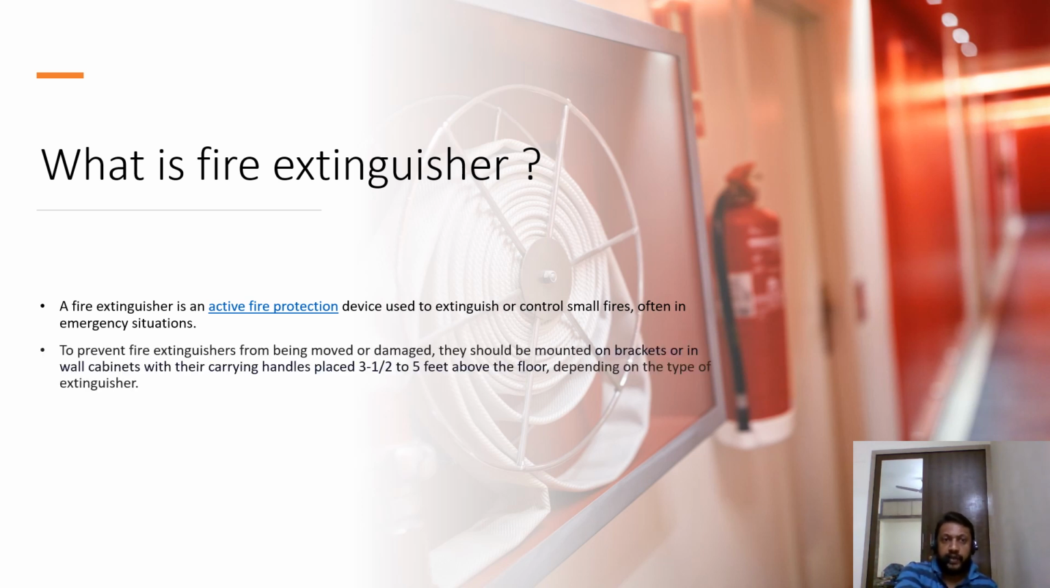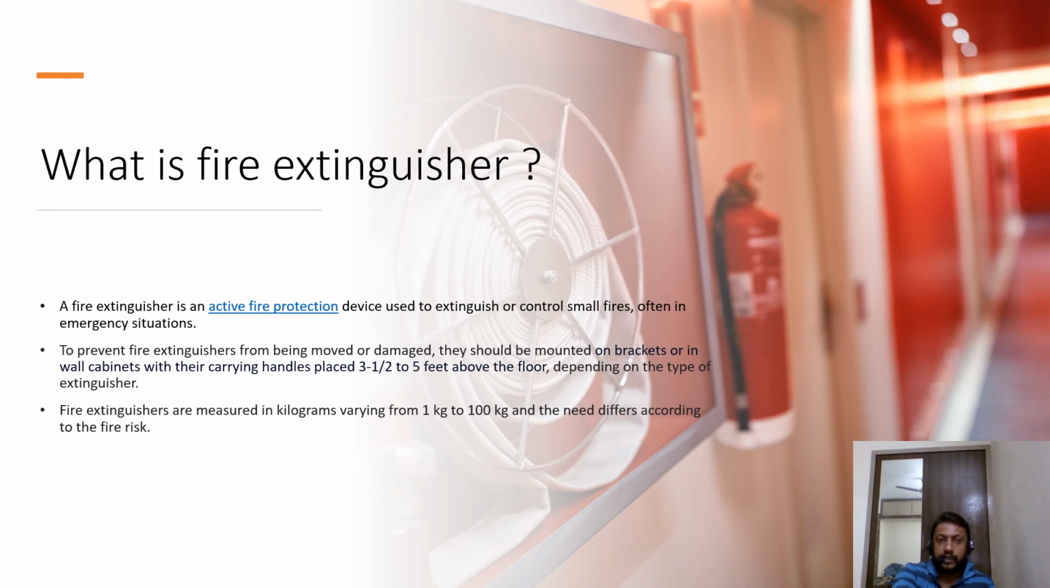To prevent a fire extinguisher from being moved or damaged, it can be placed 3.5 to 5 feet from the ground level. So this is a global recommendation, and again it depends. The recommendation may differ from region to region. And fire extinguishers are measured in kilograms, varying from 1 kg to 100 kg. And again, this is another requirement.